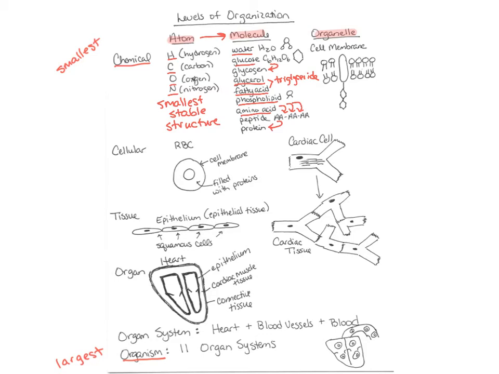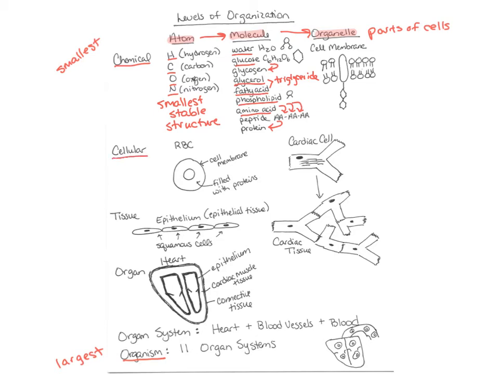Then also in this chemical level, if we put molecules together, we can form organelles. Organelles are parts of the cells in your body. So just in this chemical level of organization, we started out very small with an atom and we built it into a bigger structure called a molecule, and then took molecules and built them into a bigger structure called an organelle. Then we get the next level of organization, which is cellular.